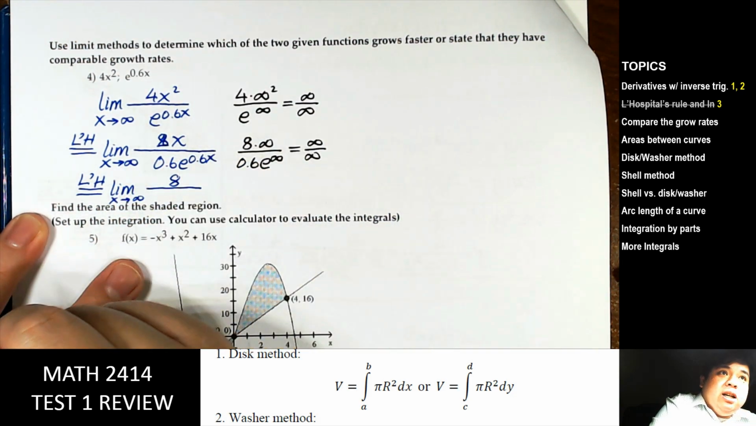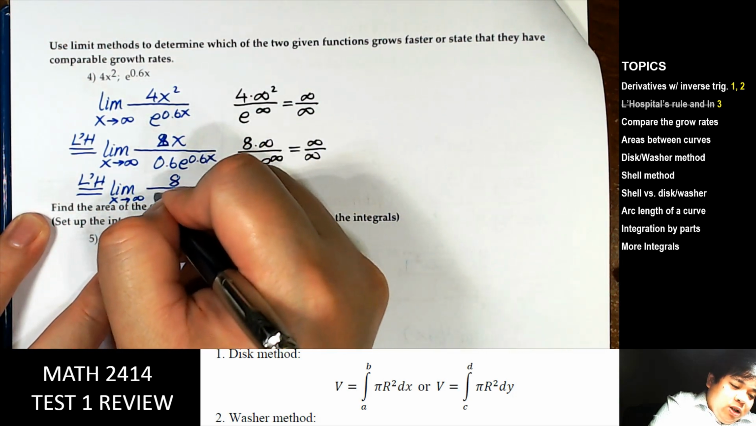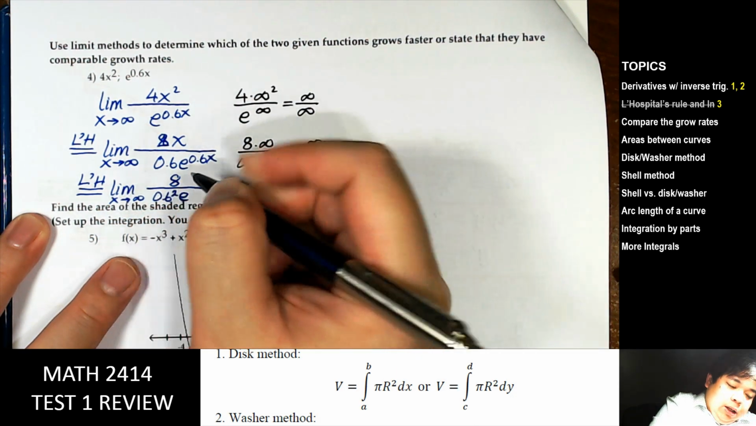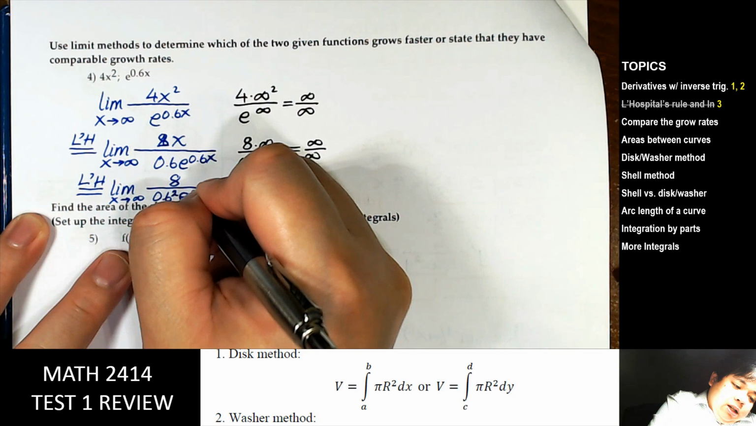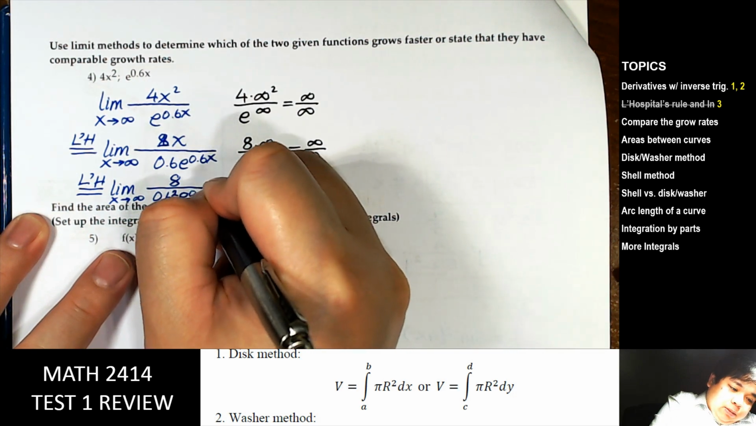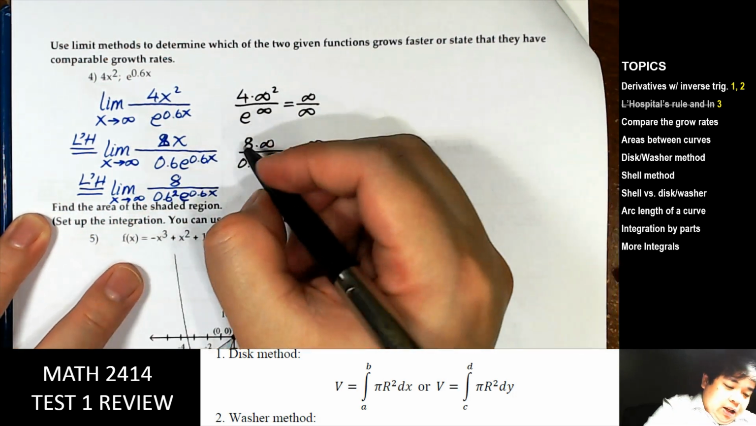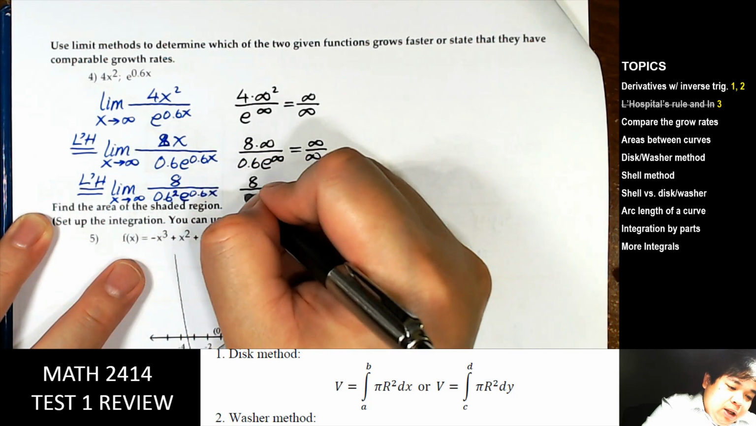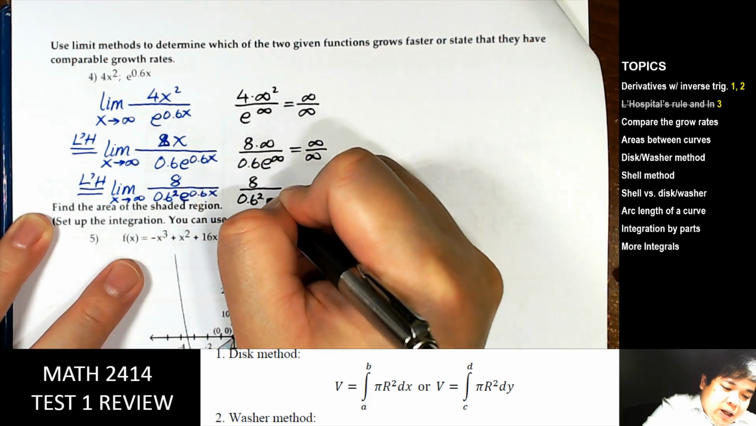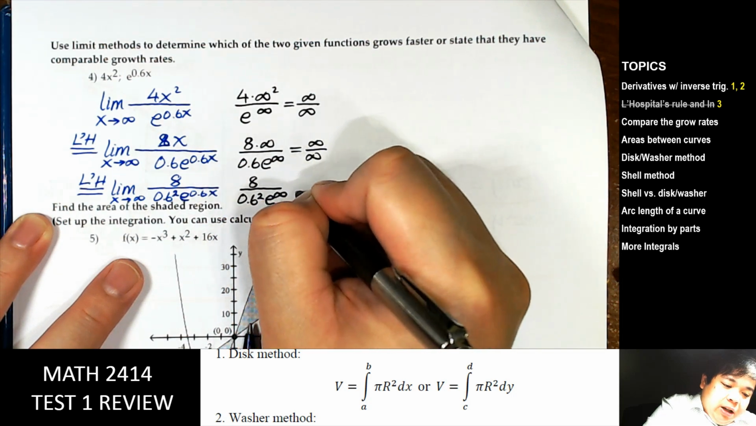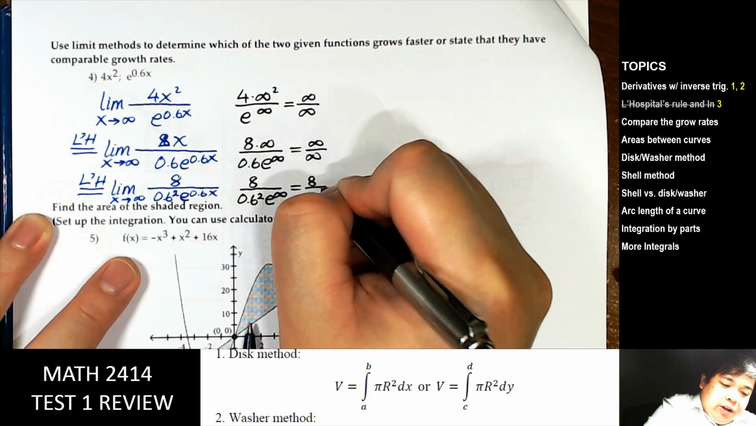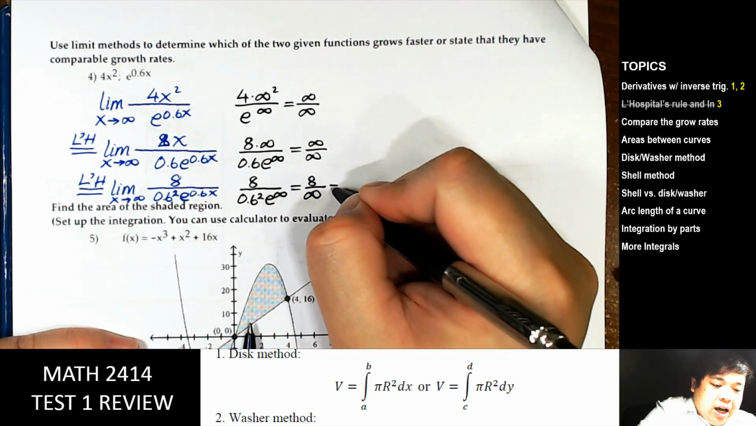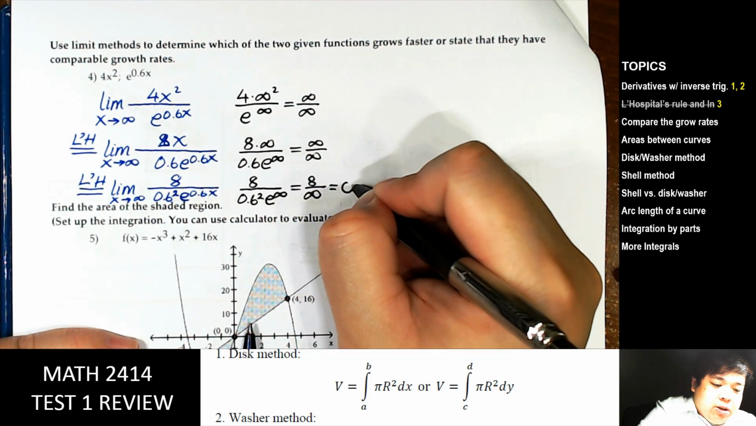It will be 8, and at the bottom 0.6 squared e to the 0.6x. We check again, there will be 8 on the top and the bottom 0.6 squared e to infinity. So we have 8 over infinity, a finite number divided by infinity, that is 0.